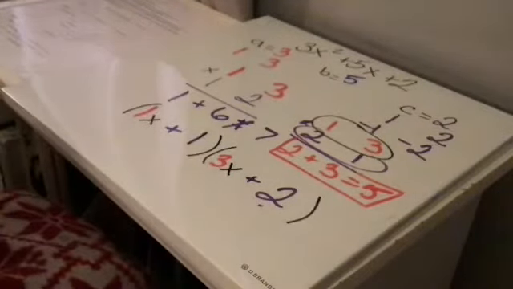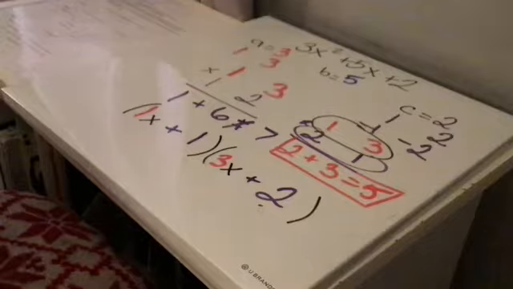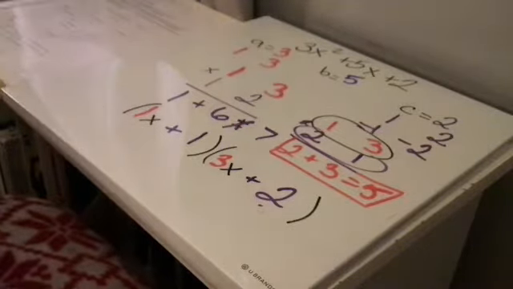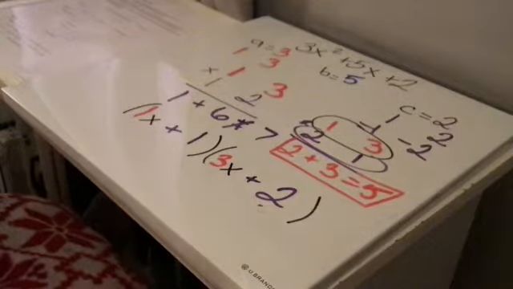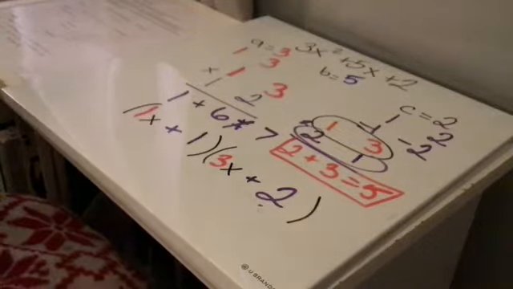You can always check your factoring by re-multiplying it out to make sure you get what you started with. So we factored now 3x squared plus 5x plus 2.